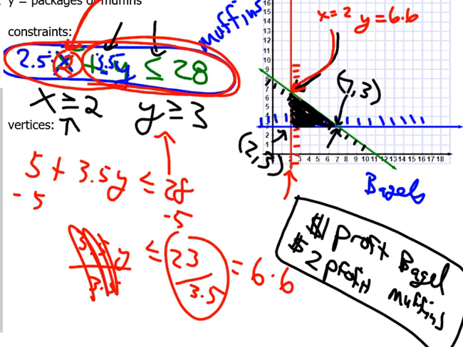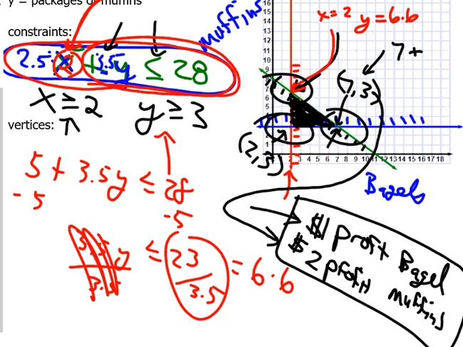Then how can you tell which of these spots the company will make the most money on? Remember, I told you it's going to be either this spot or this spot. How can you tell where they're going to make the most money? Because at this spot, it's 7, 3. They're going to get 7 X's, which were the bagels, which is $7 of profit on the bagels, plus $3 of profit on the muffins. Sorry, three sets of muffins, of which they will make $2 each.